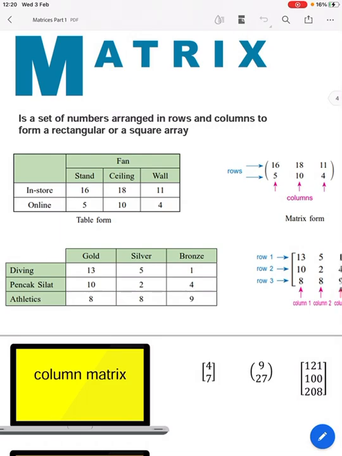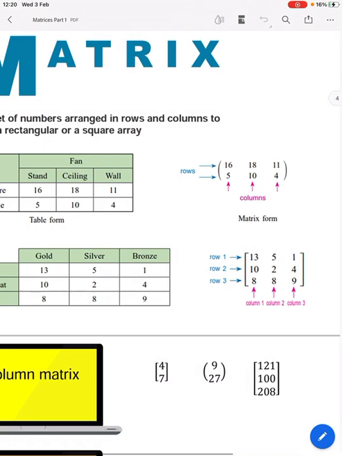Okay, so from the second table here, when we transform it into matrix form, we take out the numbers again. So we got 13, 5, 1. Okay, 13, 5 and 1, 10, 2, 4, 8, 8, 9.